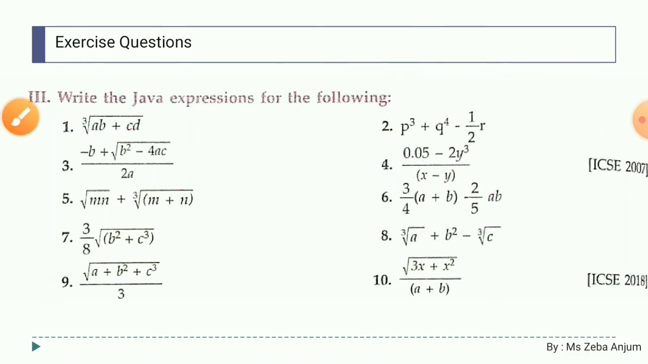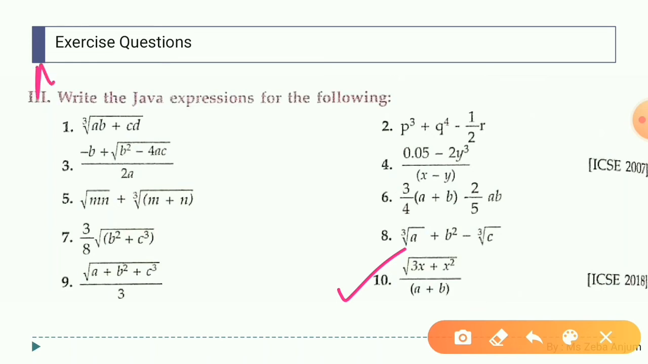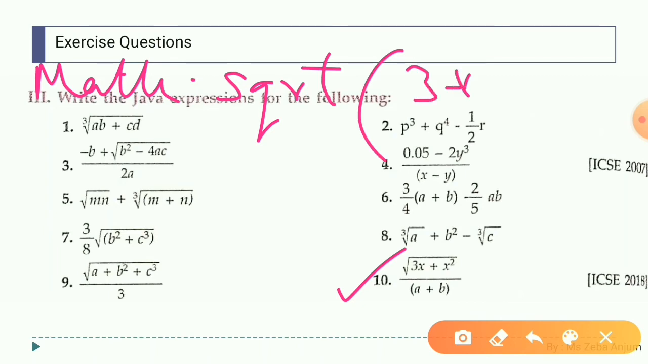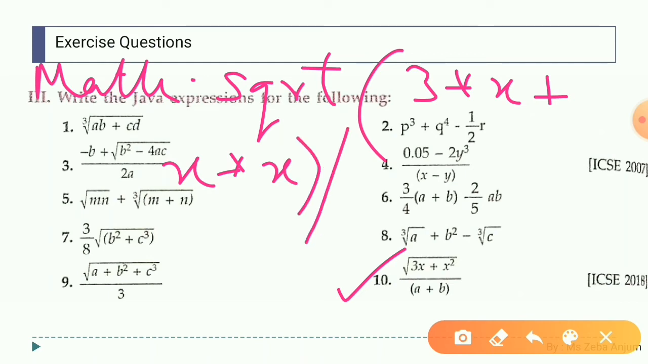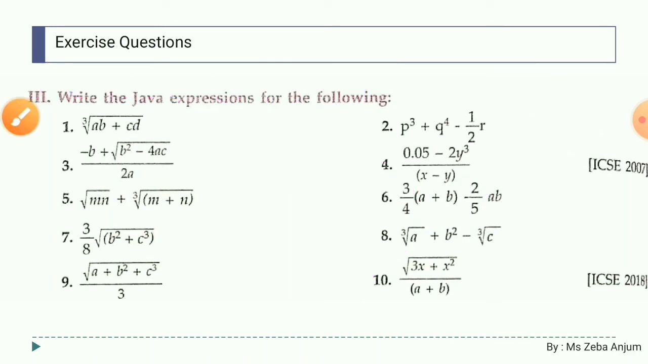Now for the last one, the 10th one, write down Math.sqrt in bracket 3 into x plus x into x. Done with the numerator, then write down divide in bracket a plus b. Afterwards this semicolon. Okay, so we are done with our third part. We have written all the Java expressions for the same. Now moving forward to your fourth part.